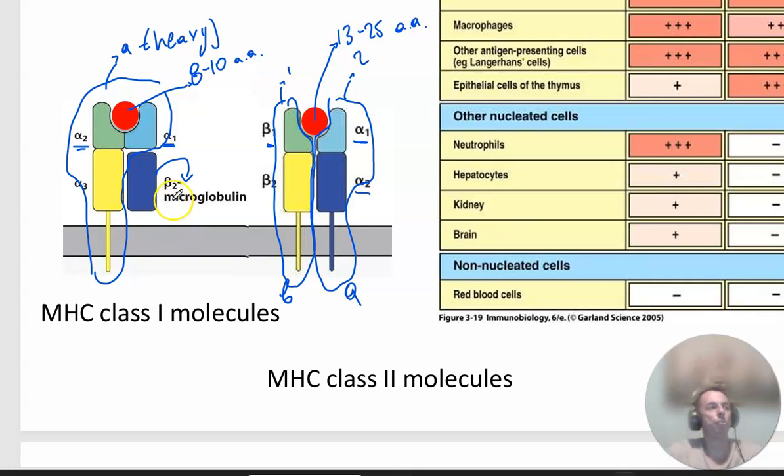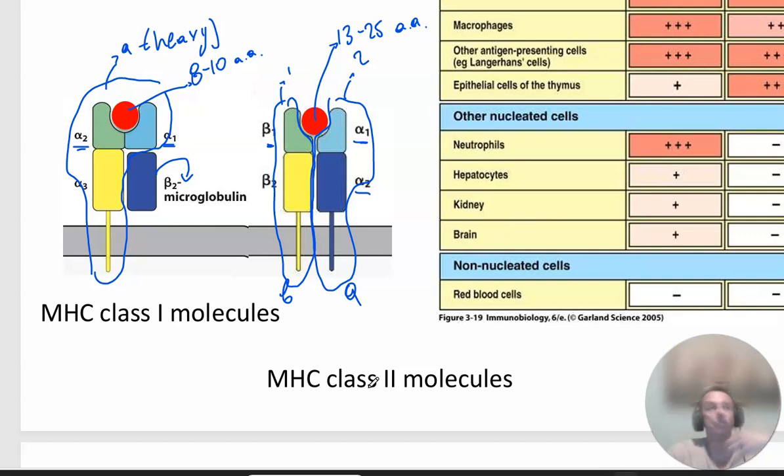Pay attention not to confuse beta 2 microglobulin of MHC class 1 with the beta 2 domain of the beta chain in MHC class 2 molecule. Beta 2 microglobulin is a separate non-polymorphic polypeptide chain that associates with a heavy alpha chain of MHC class 1 to stabilize it.